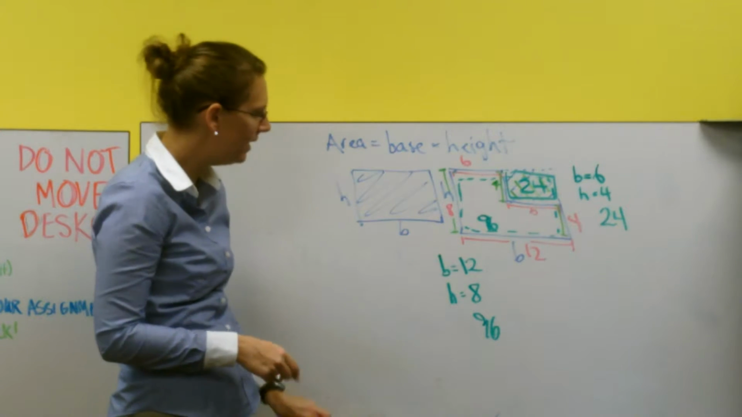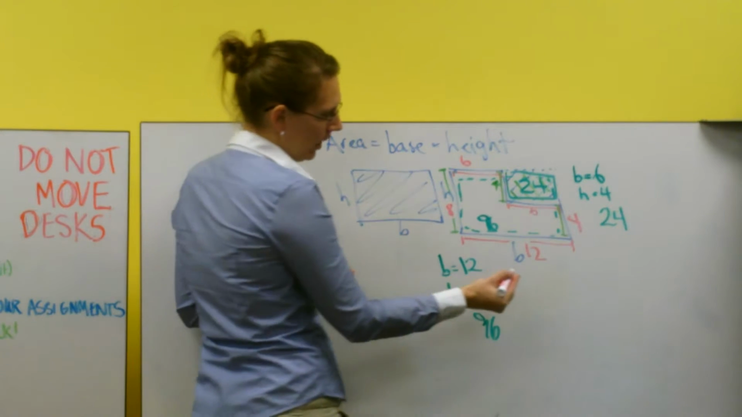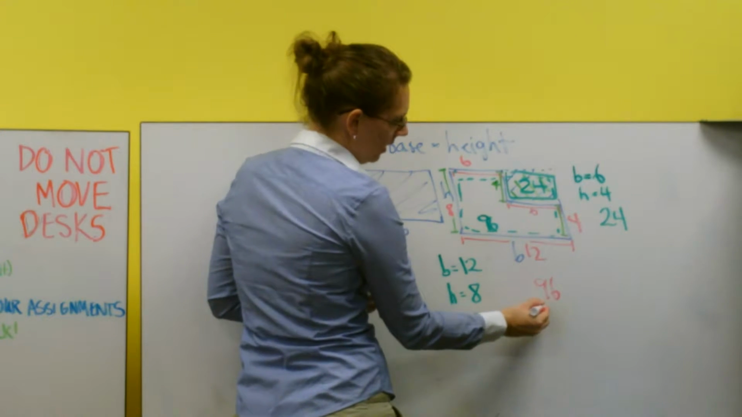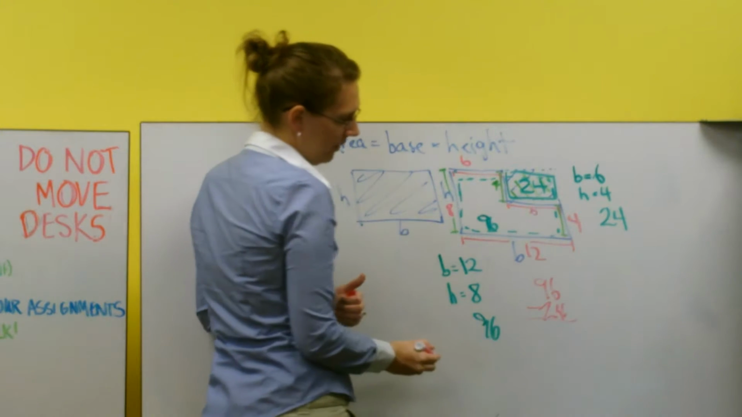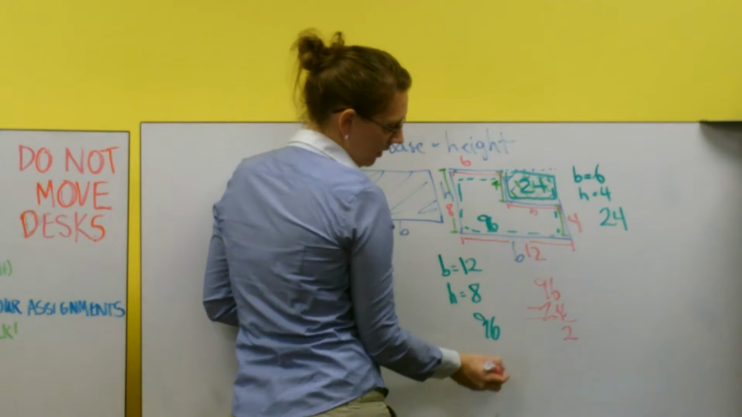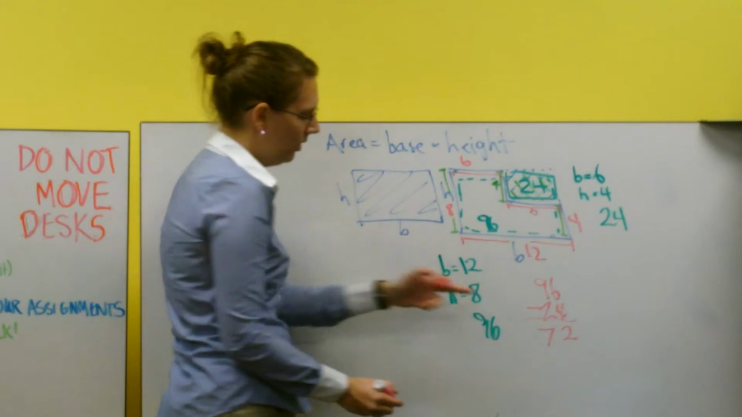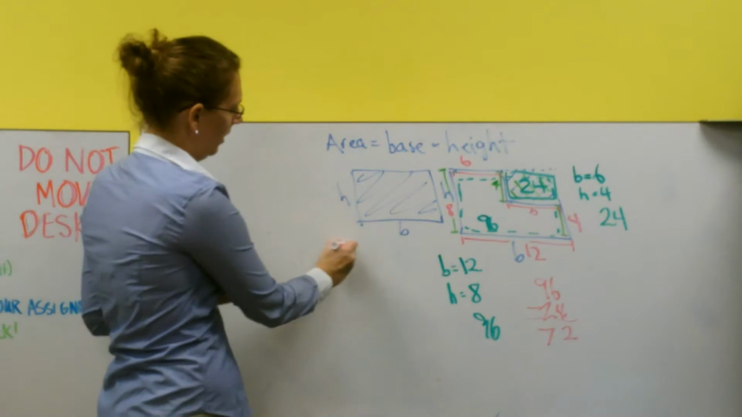Subtraction. Area as a difference, right? So what am I going to subtract? 96 minus 24. 6 minus 4, 2. 9 minus 2, 7. So 72.